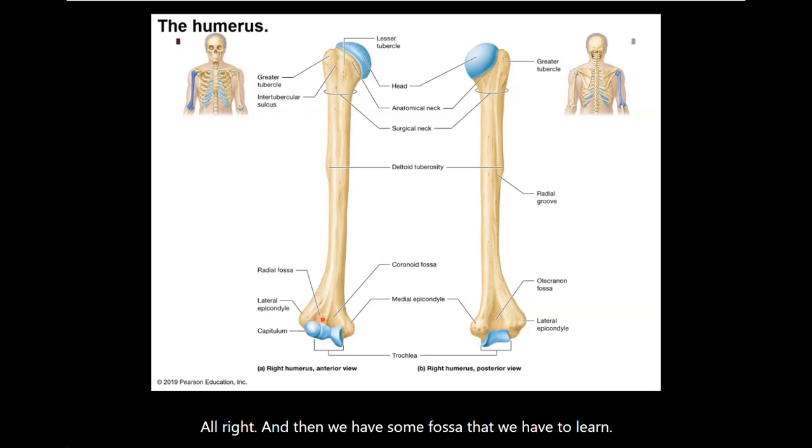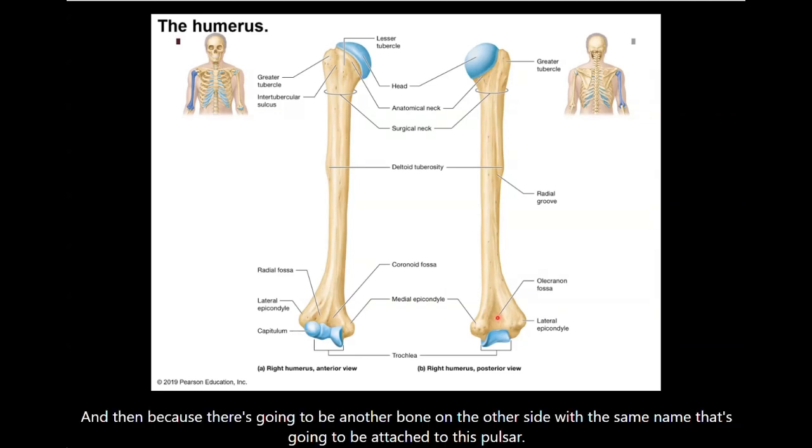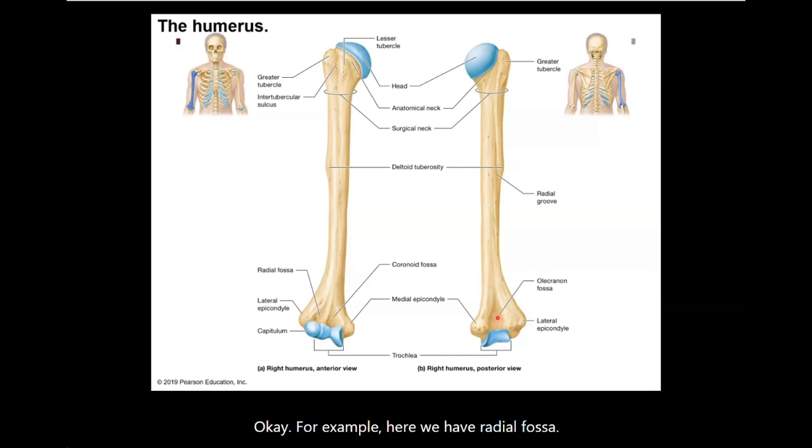All right. And then we have some fossa that we have to learn. We have two fossa in the front, and a fossa in the back. A fossa is like an opening, and there's going to be another bone on the other side with the same name that attaches to this fossa, okay? For example, here we have the radial fossa. This surface is called the radial fossa.